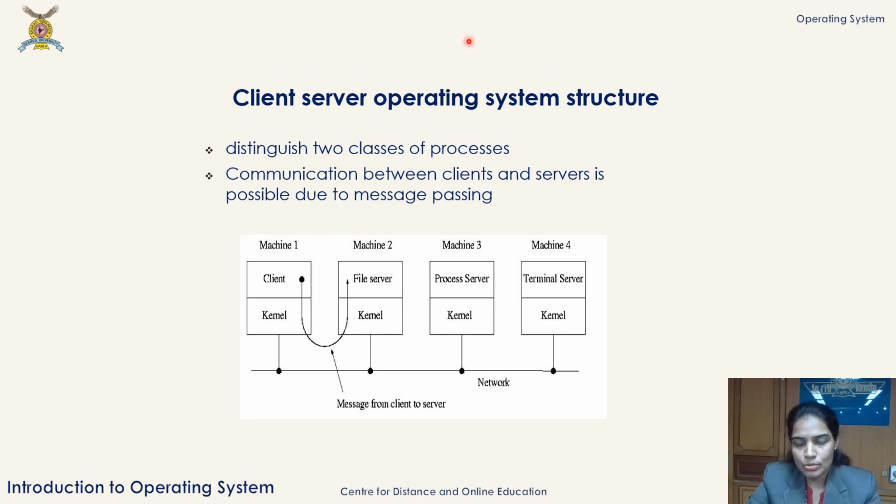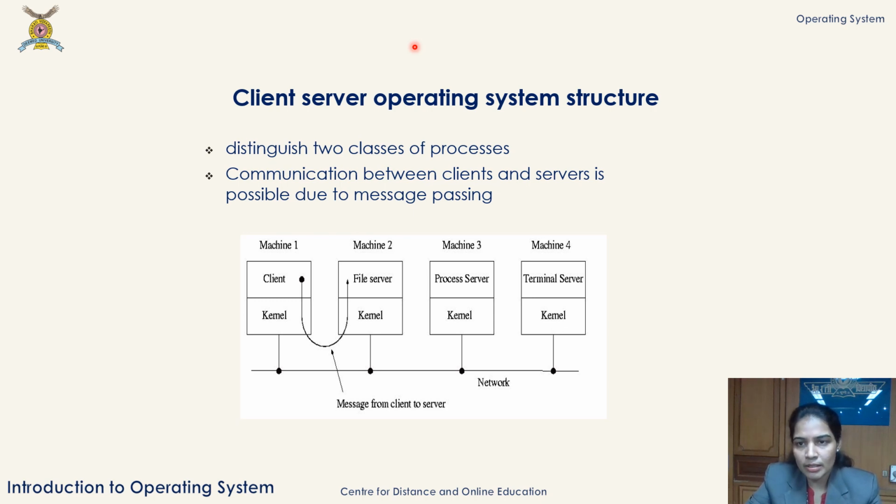This model is also known as the client server model. The communication between client and server is possible with the help of message passing. To use the service of the server, the client process sends a message or a signal to the appropriate server saying what it wants. Then the server does the work and sends the reply back to the client.